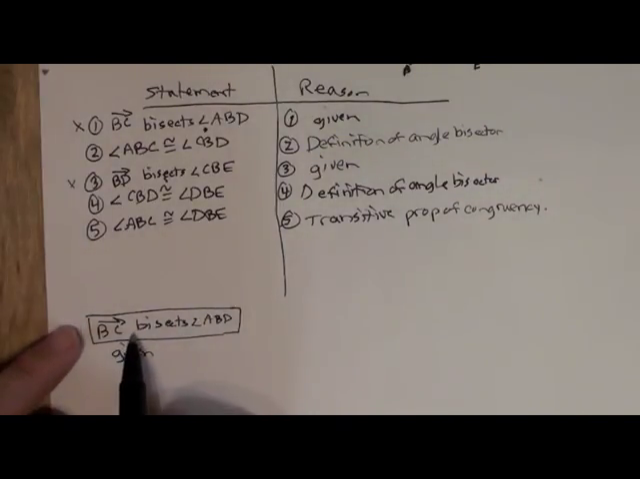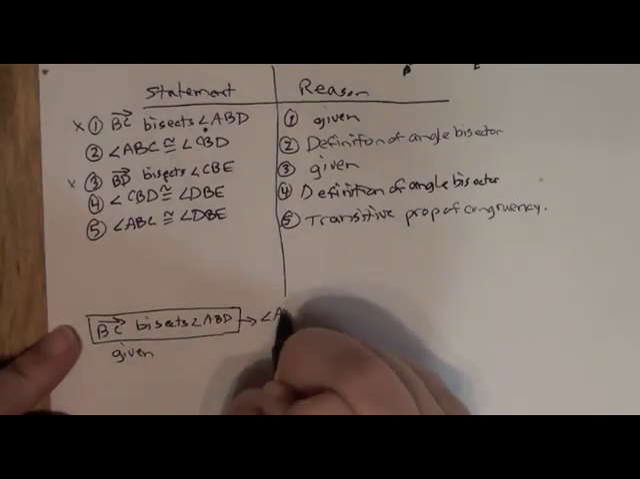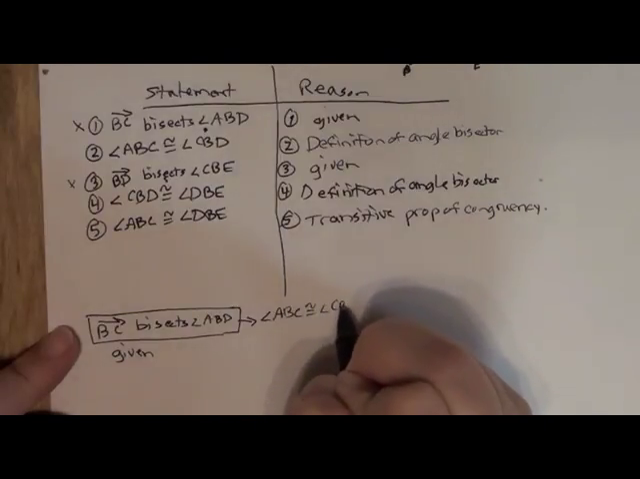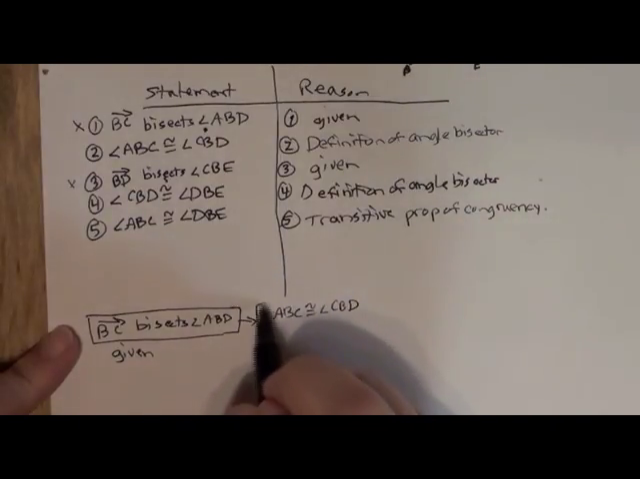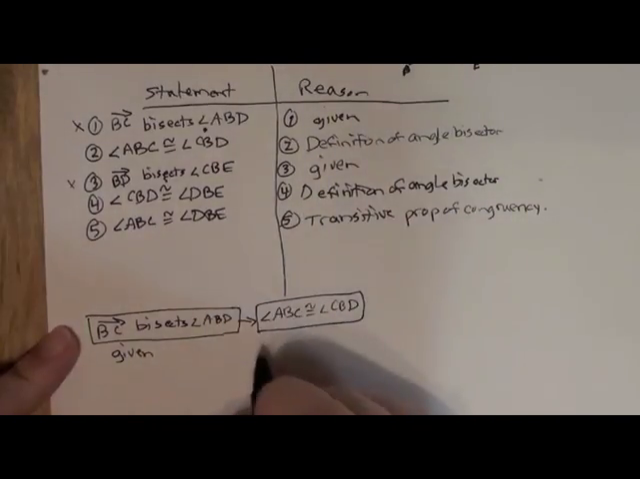Now, what did this given tell us? What did it allow us to conclude? Well, it allowed us to conclude that angle ABC is congruent to angle CBD. And the reason from above is the definition of angle bisector.